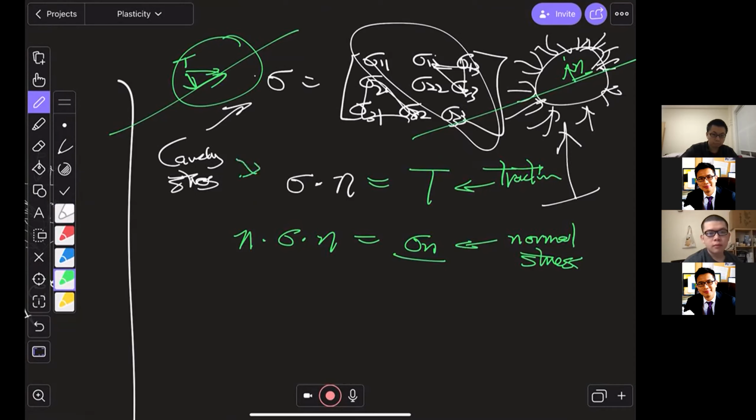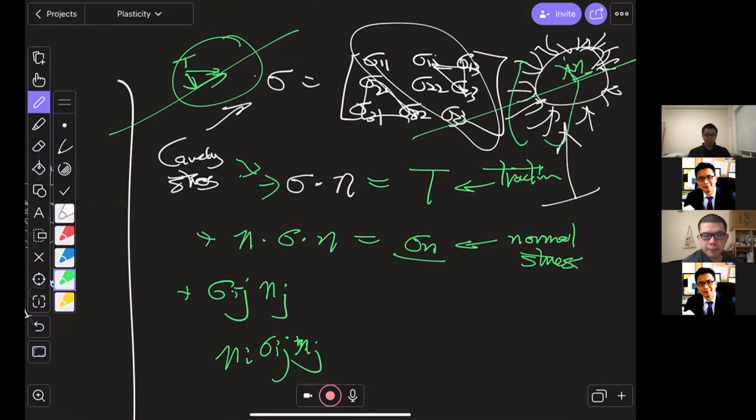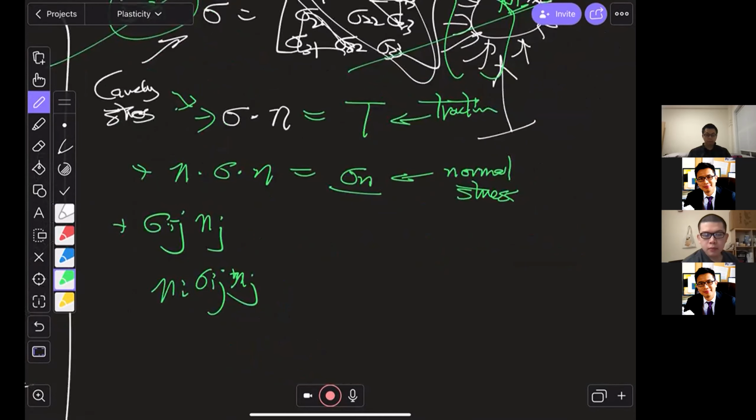Now, this is the tensor written form. In index notation, I will write sigma ij nj, and here I will write ni sigma ij nj. And this is the same as this, but I just don't want to write the details. So these are the basic operations.